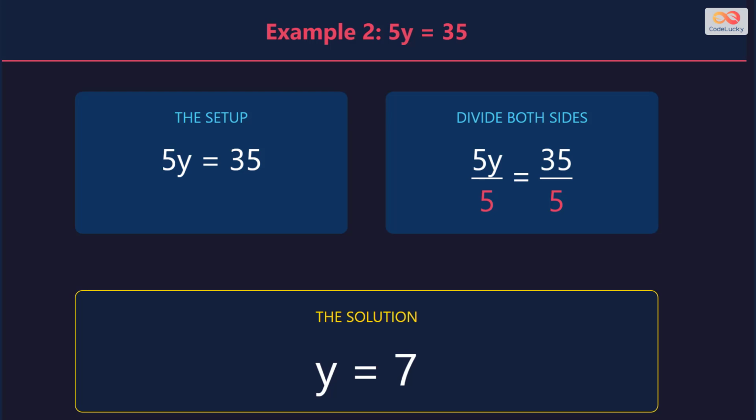Let's try one more example. 5y equals 35. To isolate y, we identify the coefficient, which is 5. We divide both sides by 5. 35 divided by 5 is 7. So, y equals 7.